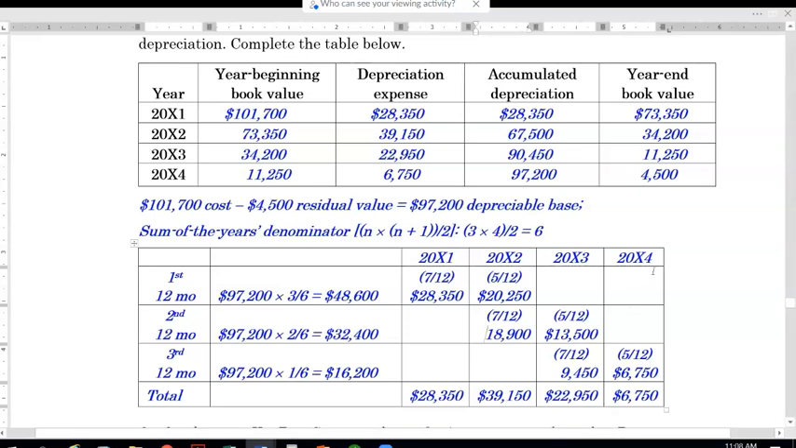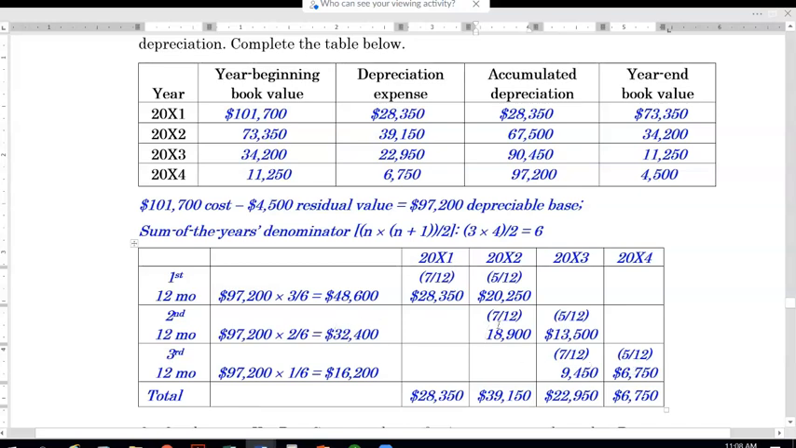In year 4, now we have just anything left from year 3. From year 3, we have 5 months left. So 5 out of 12 times year 3 depreciation left over, it is 6,750. And that's all it is. So add them up, it's 6,750 plus nothing in here. So as you see, I'm dividing my year 3 depreciation into 7 out of 12 for year 3 and 5 out of 12 for year 4.